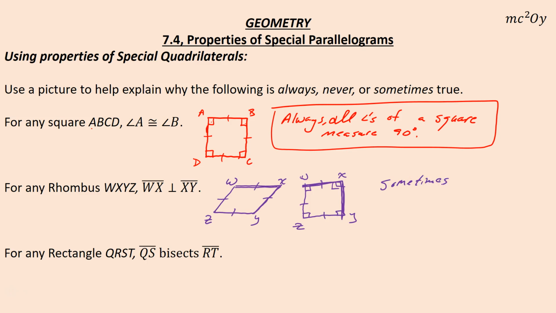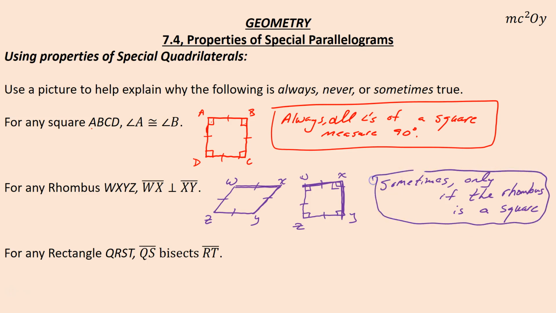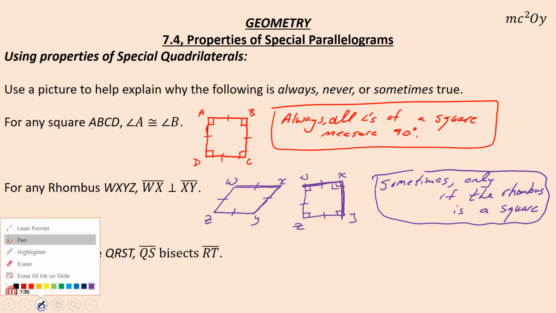It's sometimes true, we'll say only if the rhombus is a square. That'd be a good explanation there. All right, and let's try one more here.